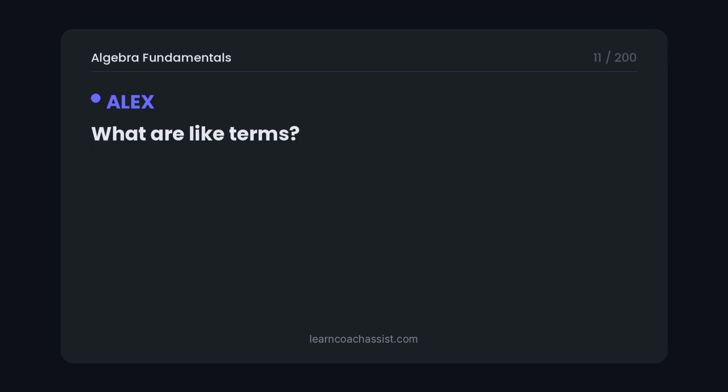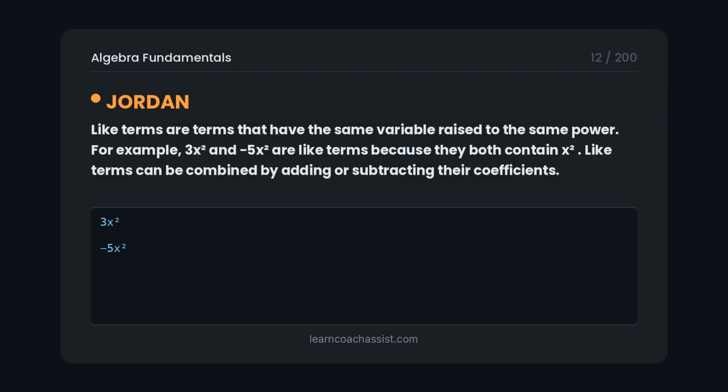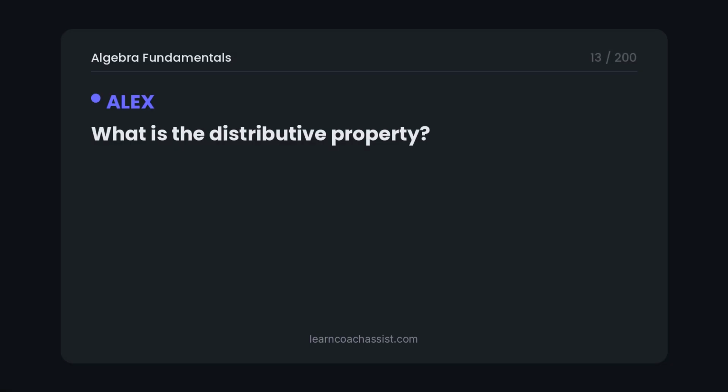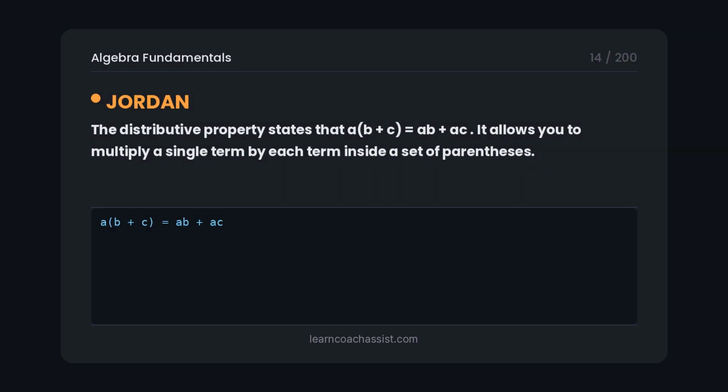What are like terms? Like terms are terms that have the same variable raised to the same power. For example, 3x² and -5x² are like terms because they both contain x². Like terms can be combined by adding or subtracting their coefficients. What is the distributive property? The distributive property states that a(b + c) = ab + ac. It allows you to multiply a single term by each term inside a set of parentheses.